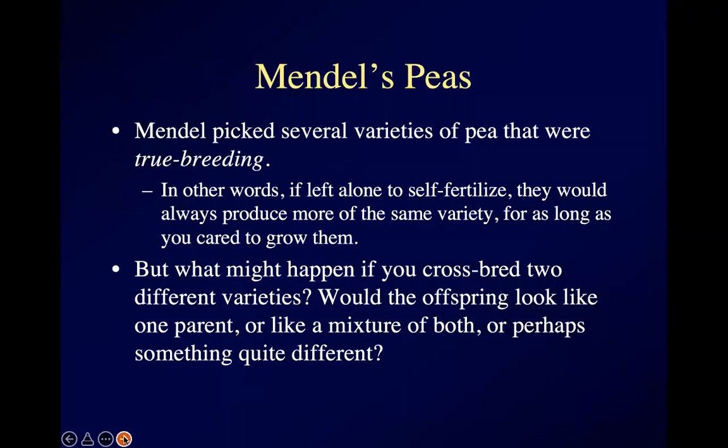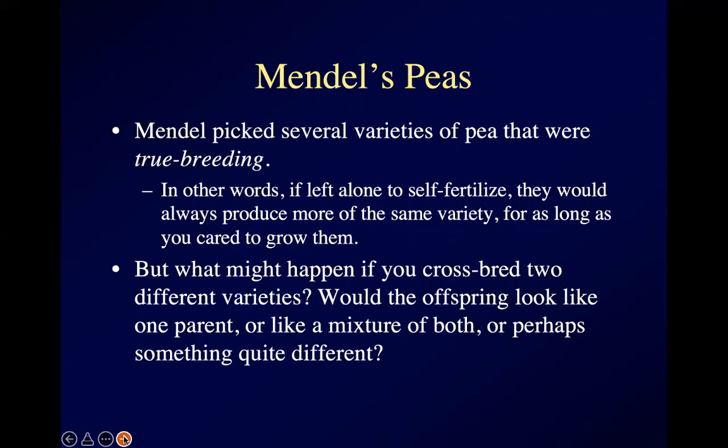So he chose several varieties of pea that bred true. What that means is if you just grow these peas and you let them self-fertilize, they will always produce more of the same variety. If you're growing purple-flowered peas in your garden, then every purple-flowered pea plant will produce seeds that grow into more purple-flowered pea plants. And those will produce seeds that grow into even more purple-flowered pea plants, and so on. For as long as you care to keep growing your peas, you're always going to get purple-flowered pea plants.